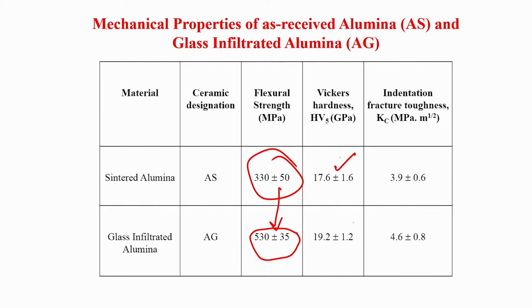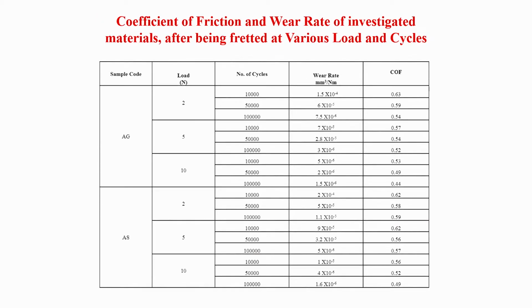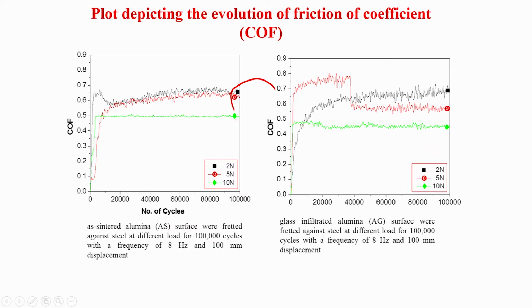Vickers hardness increased to some extent, from 17.6 to 19.2. For indentation fracture toughness, there is a very modest increase from 3.9 to 4.6, but if you look at the error bars, I think they will be overlapping. Now, for any new material, we always test at different loadings in the fretting wear tester. We vary the load from 2 to 10 Newton for both alumina glass and sintered alumina, and then we vary the number of cycles.